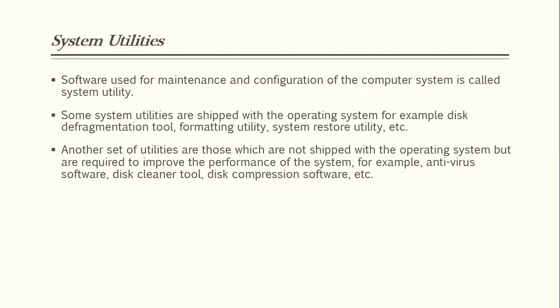System utility. Software used for maintenance and configuration of the computer is called system utility. So if you have disk defragmenter, or you have all the other small softwares that help us to maintain and configure our computer, those are called system utility. Some system utilities are shipped with the operating system. For example, disk defragmentation tool, formatting utility, system restore utility, etc. Another set of utilities are those which are not shipped with the operating system but are required to improve the performance of the system.